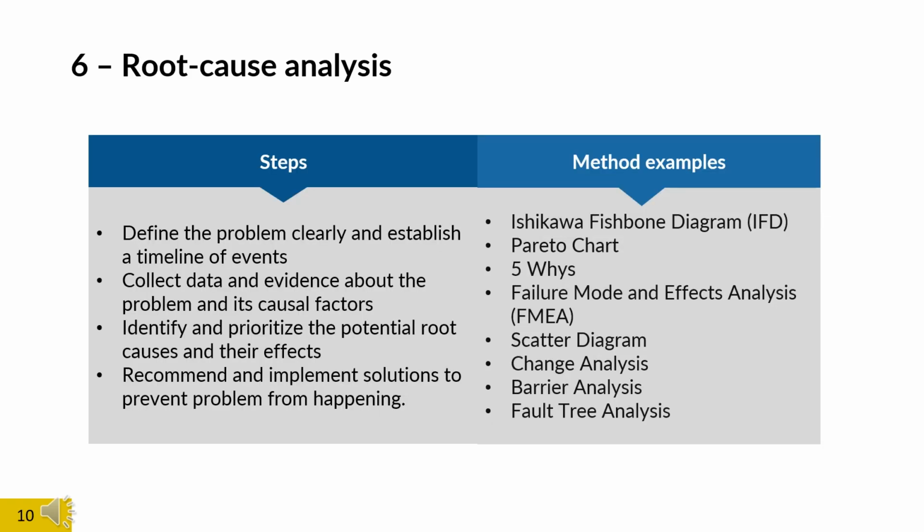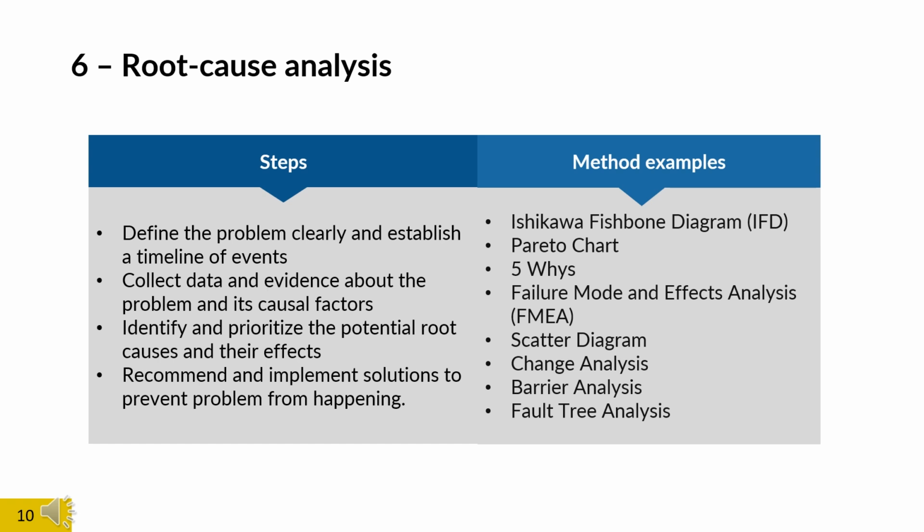Point 6, root cause analysis. So these are the steps for the root cause analysis that you need to do for your CAPA. So first is to define the problem clearly and establish a timeline of events. You have to collect data and evidence about the problem and its causal factors, identify and prioritize the potential root causes and their effects, and recommend and implement solutions to prevent the problem from happening again.